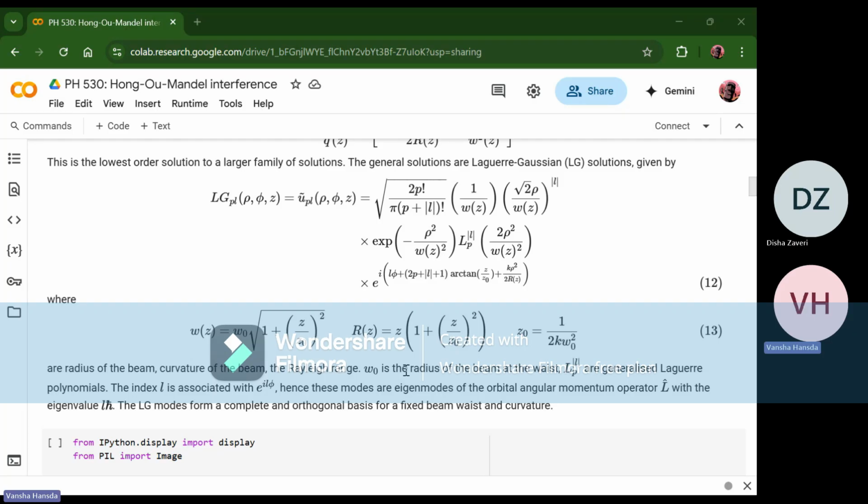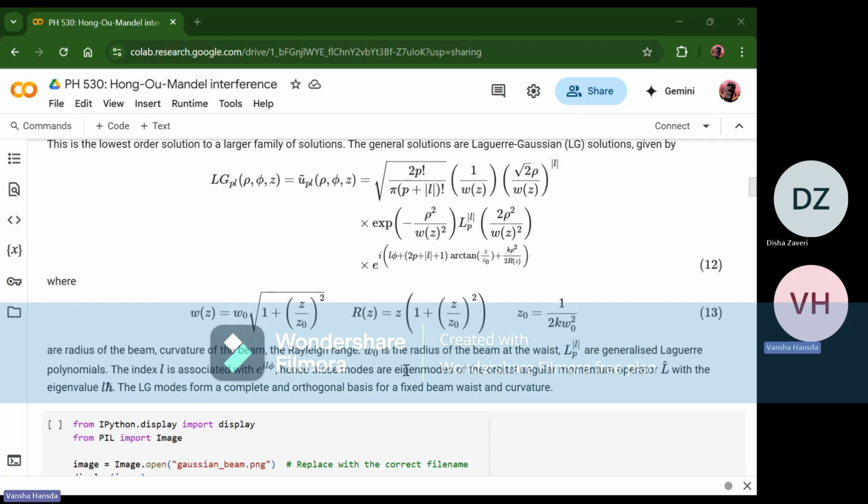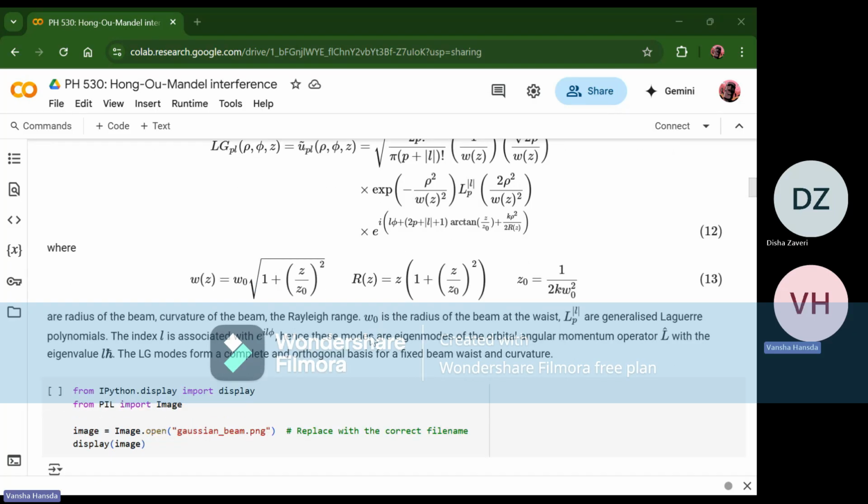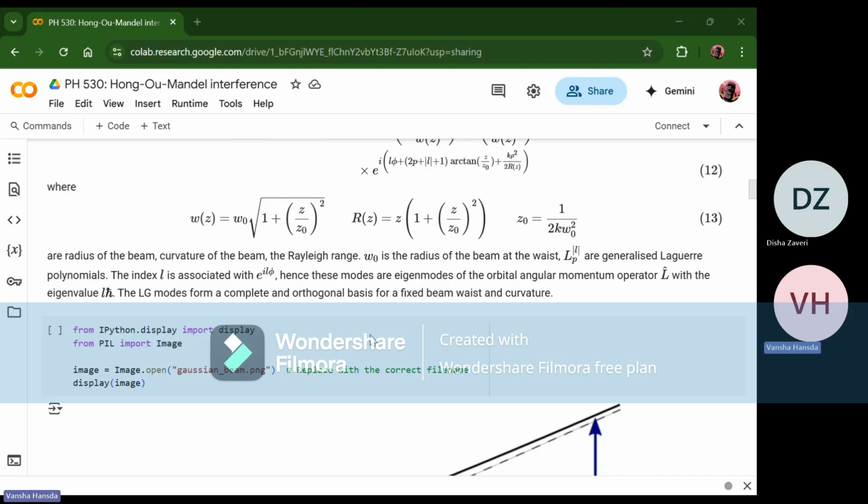Note that the index l is associated with e to the power i l phi, which should give us a hint regarding what l is. So this implies that these modes are the eigenmodes of the orbital angular momentum operator, with the eigenvalue l h cross. And these modes form a complete and orthogonal basis for a fixed beam waist and curvature. So if I change W naught and these initial numbers, if I change the beam waist and the curvature, they will no longer remain a complete and orthogonal basis. And as we shall see in section 4, they will start to overlap a bit.